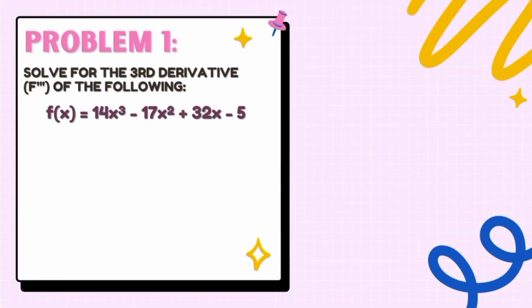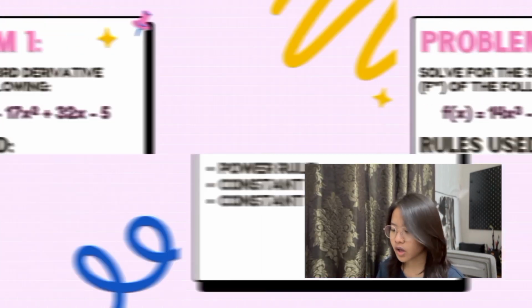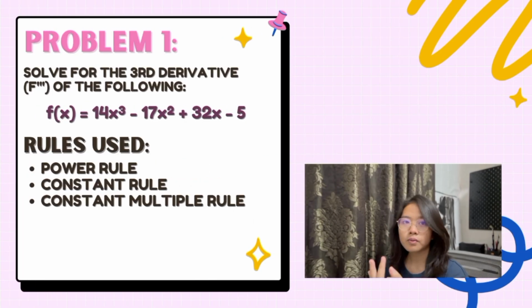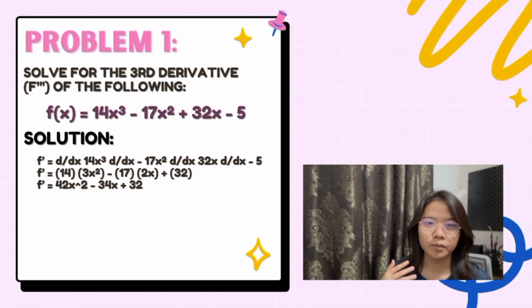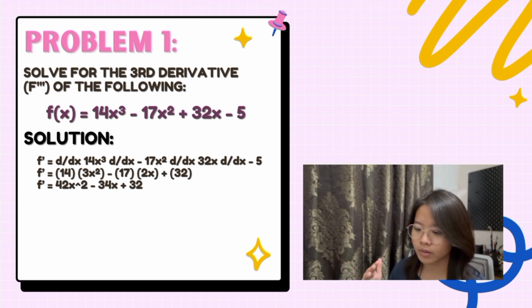To better understand higher order of derivatives, let's look at a few examples. First, let's solve for the third derivative of the function 14x cubed minus 17x squared plus 32x minus 5. Looking at this function, we can use the constant rule, constant multiple rule, and sum and difference rule. By applying the appropriate rules for each term that we've learned from previous lessons, we can say that the derivative of 14x cubed minus 17x squared plus 32x minus 5 is 42x squared minus 34x plus 32.